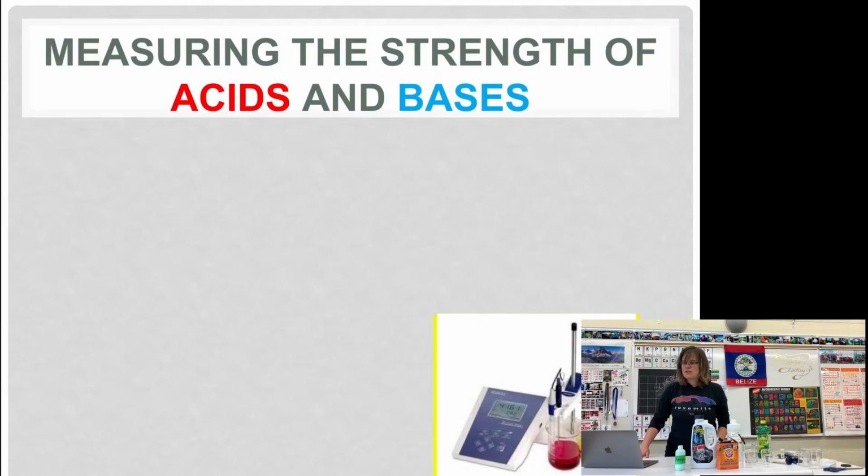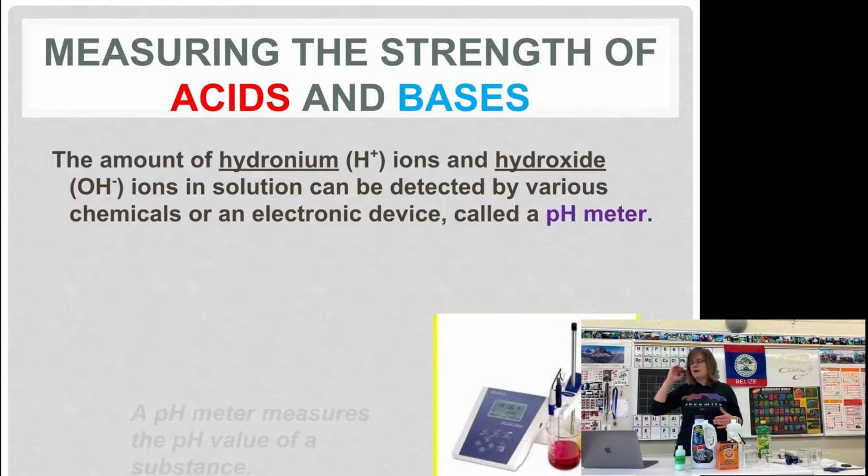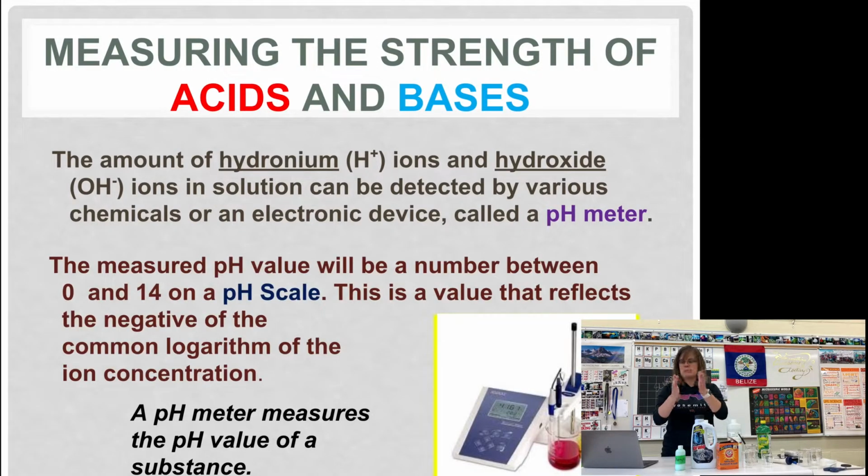Measuring the strength of acids and bases. The amount of hydronium or hydrogen ions, H+, and hydroxide, OH, ions in the solution can be detected by various chemicals or by devices called a pH meter. I happen to have one right here. This device reads the pH of anything, and often they use these devices to measure the pH in things like hot tubs or swimming pools just to make sure that the pH level is on point.